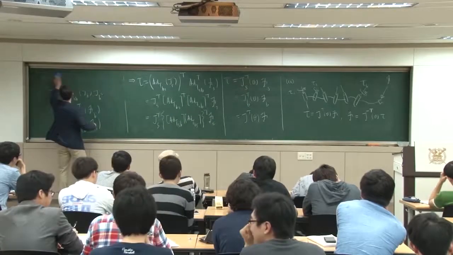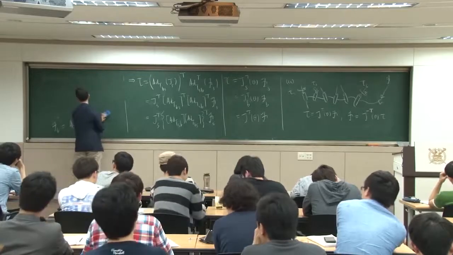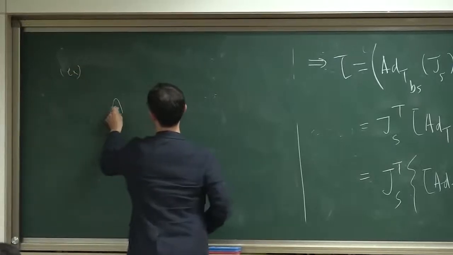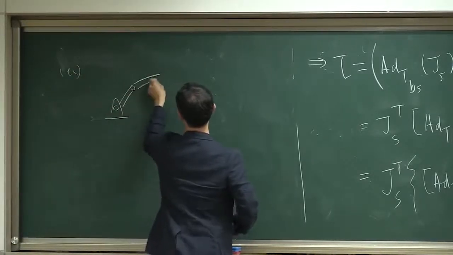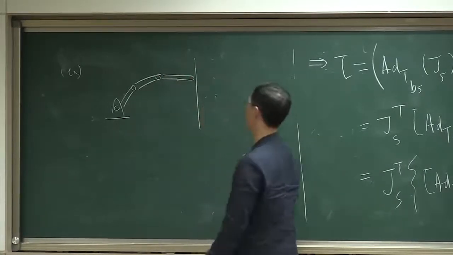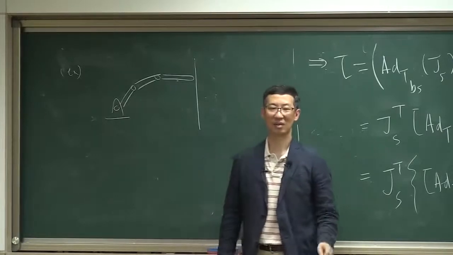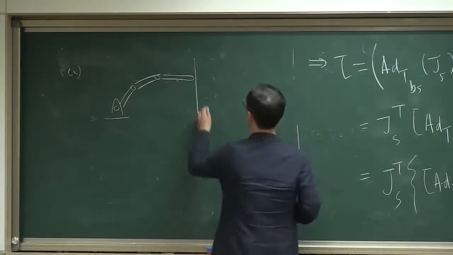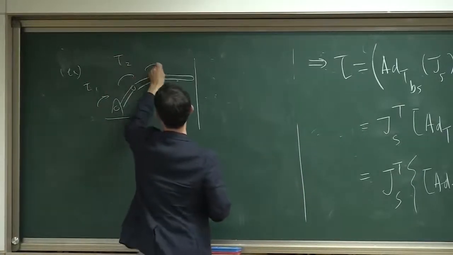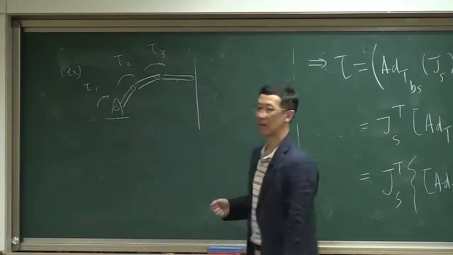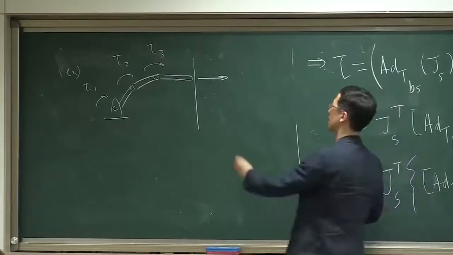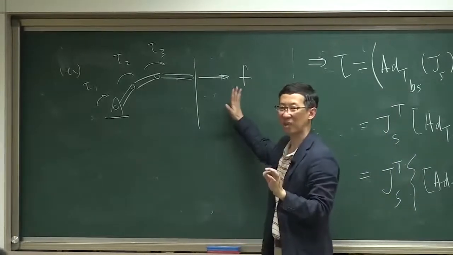All right, let me throw out one more example for you. I want you to think about a 3-link robot. And I apply torques tau 1, tau 2, let's draw the arrows this way, tau 3. And it's going to apply some certain force this way. So let's just worry about the end effector force, not the moment.